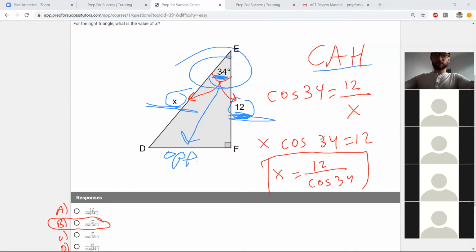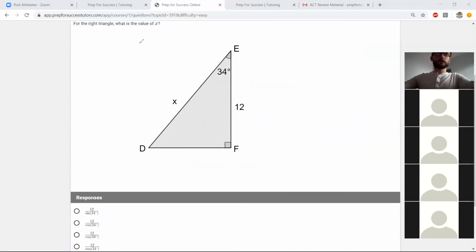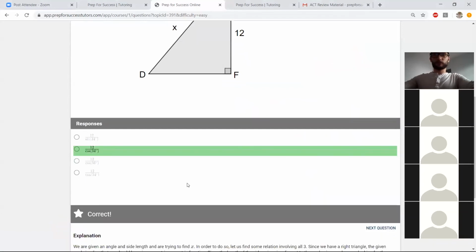Can we do more practice of these, please? Yes, absolutely. Okay, let's take a look at another one. That one's B.